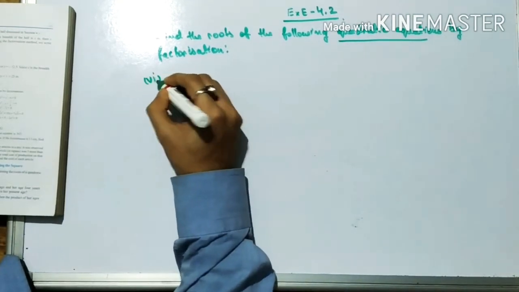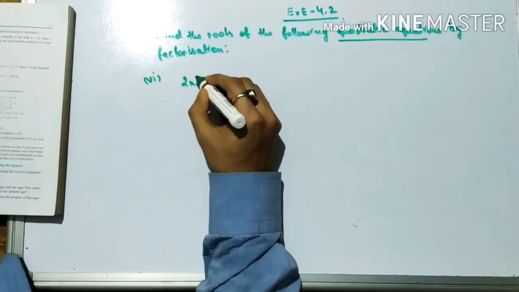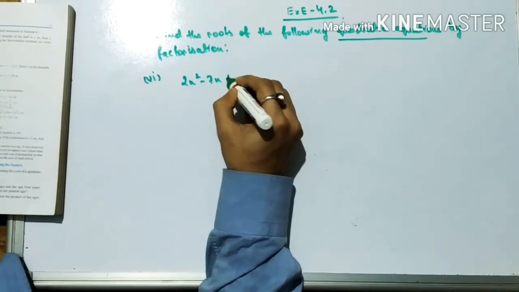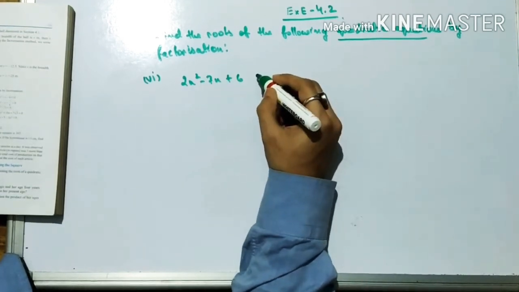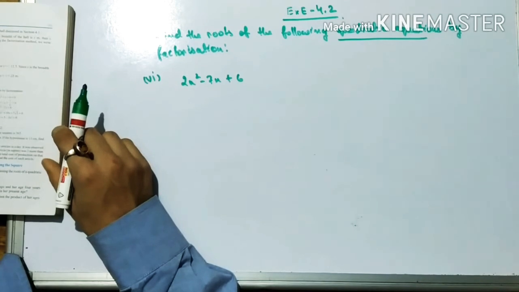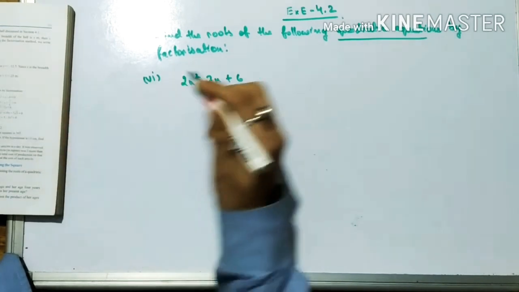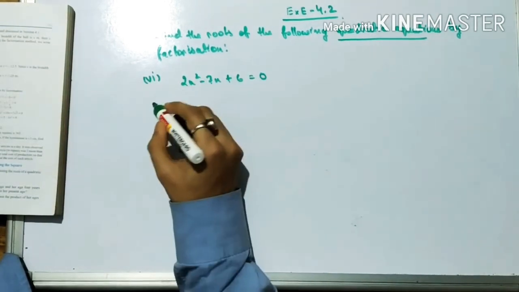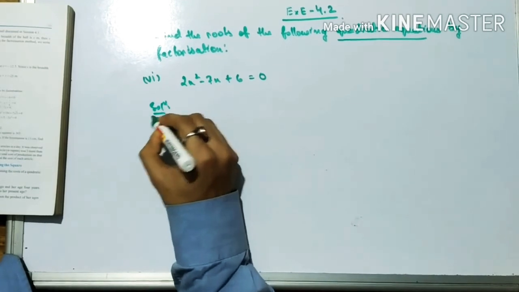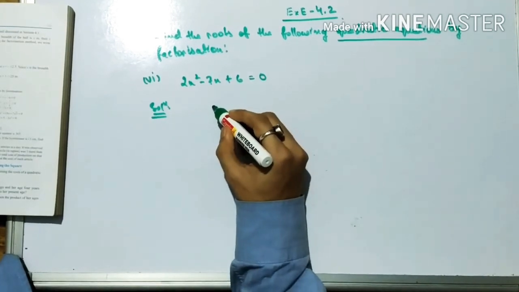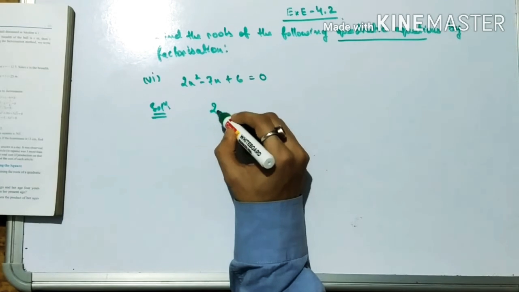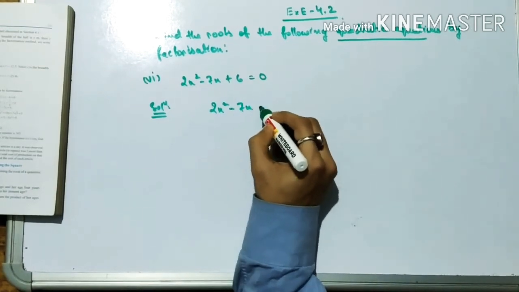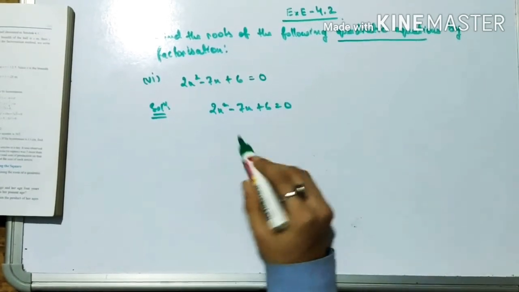Next you see question number 6. Find the roots of the following quadratic equation: 2x square minus 7x plus 6 is equal to 0.